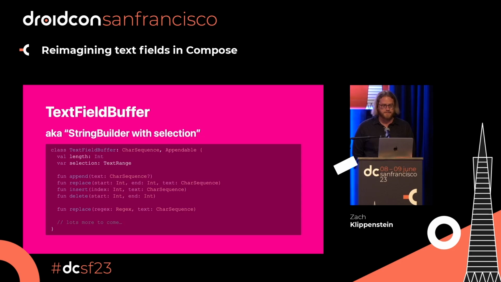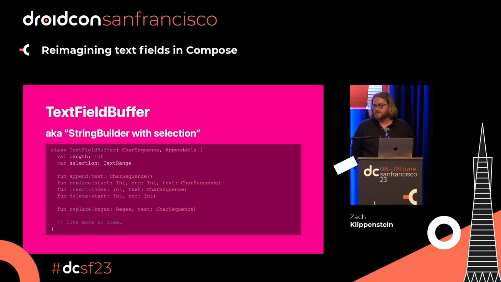And so this text field buffer thing is, as I said earlier, it's basically just a string builder with selection. So it implements char sequence and appendable. It's got a length property. You can append to it. You can replace text in it. And basically anything you can do with a string builder. We're still working on building out this actual set of helper methods here, but you can just change the text as much as you want. So you can replace a regex. The possibilities are virtually endless.